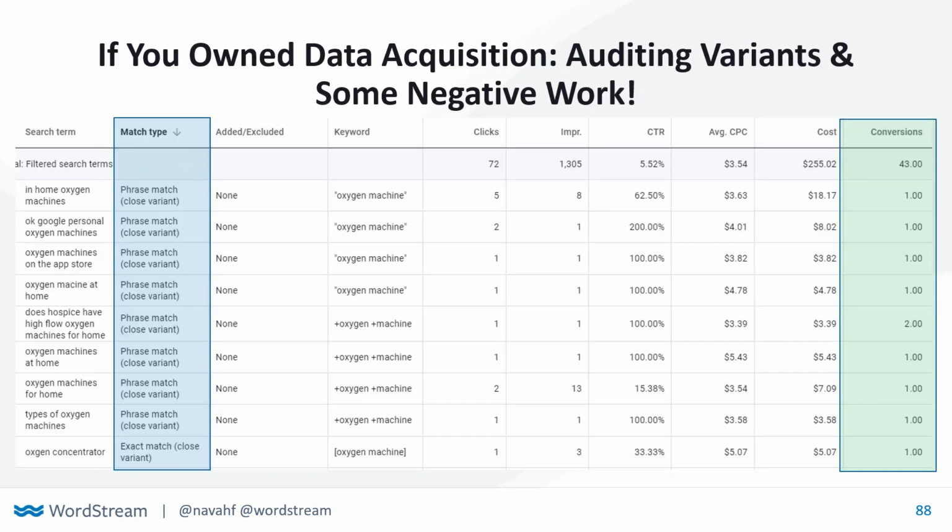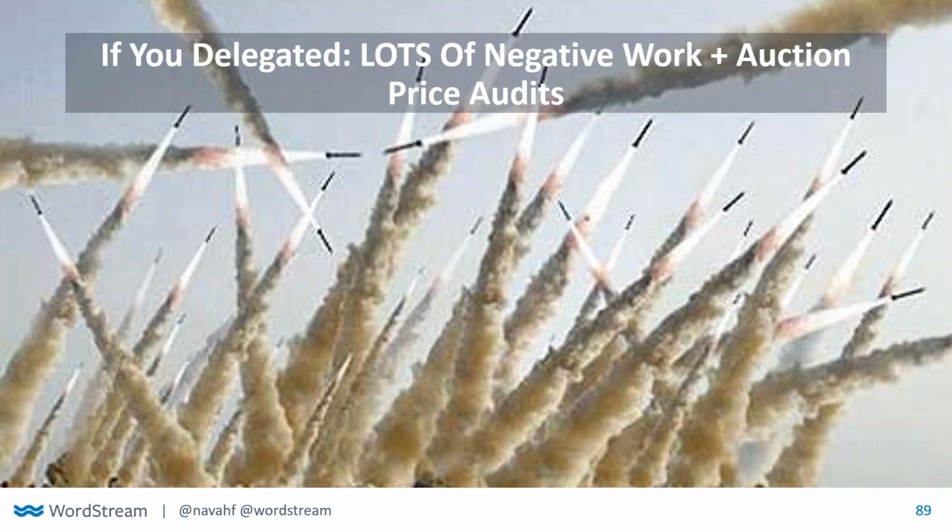So if you owned your data acquisition, you're going to be auditing your variants and have some negative work. WordStream's query stream actually provides a far cleaner, more filtered view. Happy to talk through that during the Q&A. But I want to make sure you see the columns you would be pulling in on the native platform. If you delegated, be prepared for hours, and I mean hours, of negative work. So if you know in the beginning you can delegate, just be prepared that in the optimization phase you're going to be spending more time. If you spend a bunch of time in the beginning, you'll spend a little bit less time in the optimization.